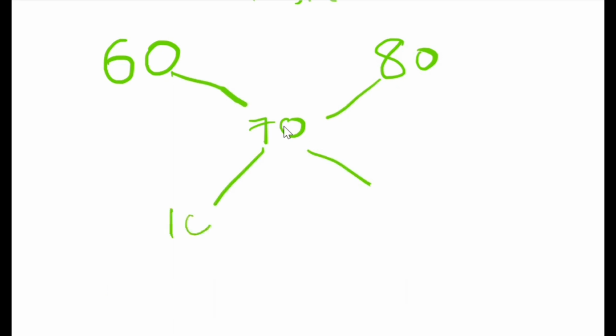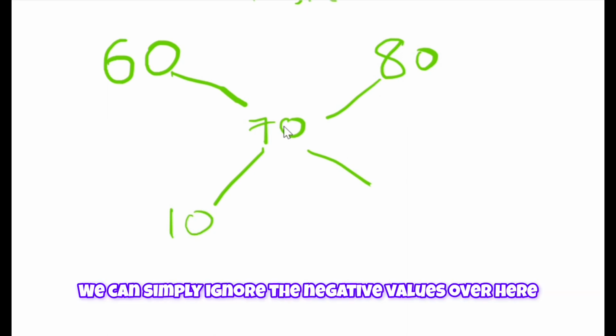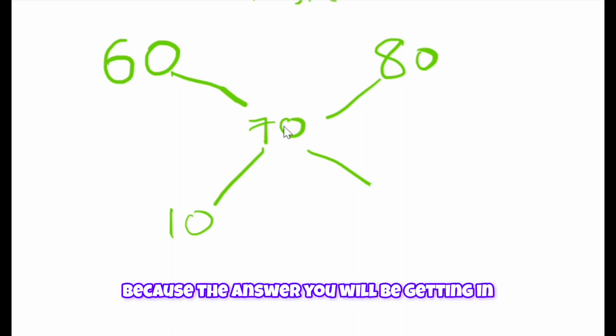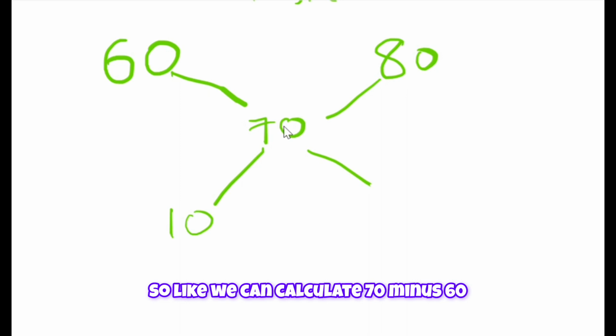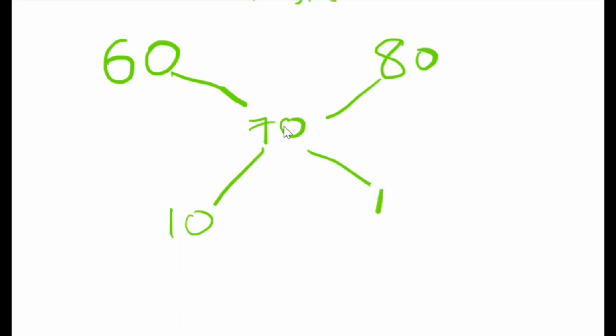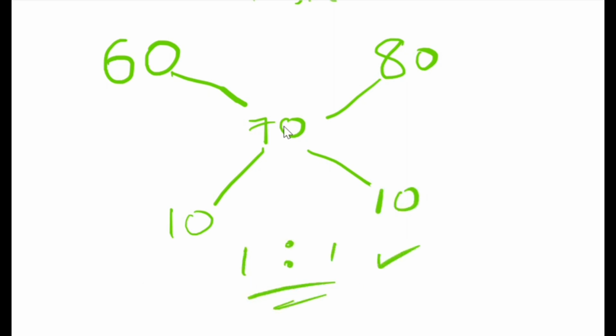To calculate the alligation, subtract 80 minus 70, which is 10. And 60 minus 70 we need to do, but it will give a negative value. We can simply ignore the negative sign, because the answer is in terms of ratios. We can also calculate 70 minus 60, which is also 10. This is the basic rule of alligation we usually calculate.